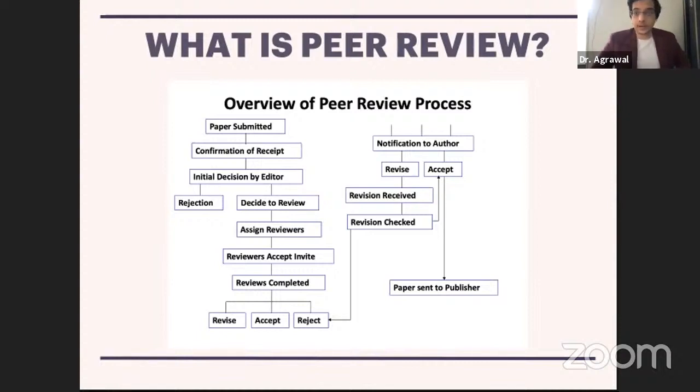And if it doesn't, he'll send it back to you for changing that. And even if it's all perfect, he may decide to reject it outright if he deems that the article is not in line with the aims and scope of the journal. So if you submit a neurosurgery article in a radiology journal, rest assured that it will be rejected, right? And then if he decides to review it, he will assign some reviewers.